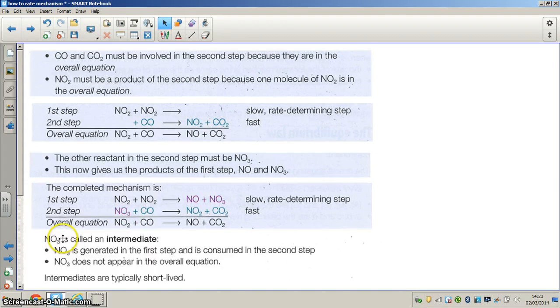And finally, the NO3 is actually known as an intermediate. And an intermediate is a species that's generated in the first step of a reaction mechanism, but is consumed then in the second step. So it does not appear in the overall equation. In this case, the NO3 is an intermediate because it is produced in the first step and it is consumed in the second step. And typically intermediates are very, very short-lived. This NO3 gets used up very, very quickly in the second step of this reaction, which is the fast step.